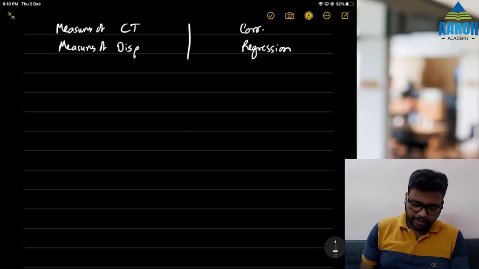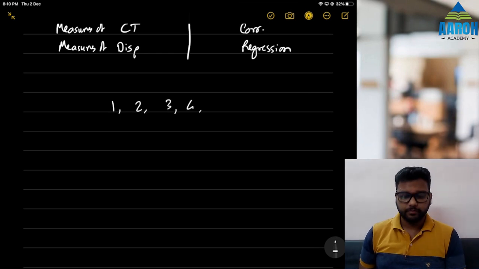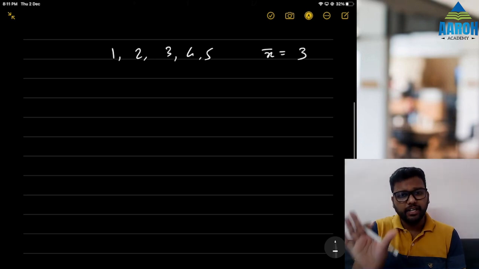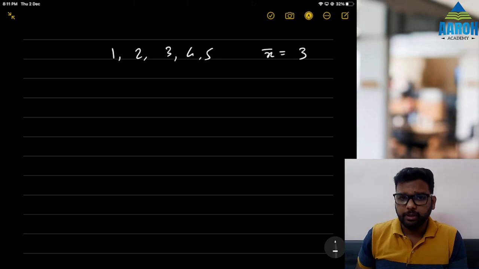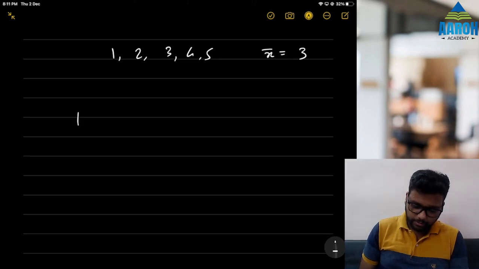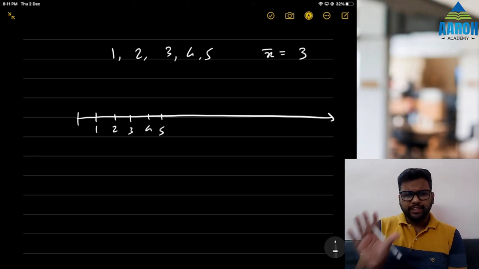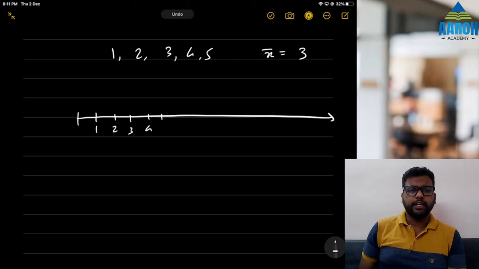Let's say we have 5 numbers 1, 2, 3, 4, 5. So their mean x bar is obviously going to be 3, which is the middle number, because they are in AP, so the middle number is the mean. Or you can just add everything and divide by 5. If we plot them on a number line, 1 2 3 4 5, then their mean is at the middle right now, which is at 3, because they are in arithmetic progression.